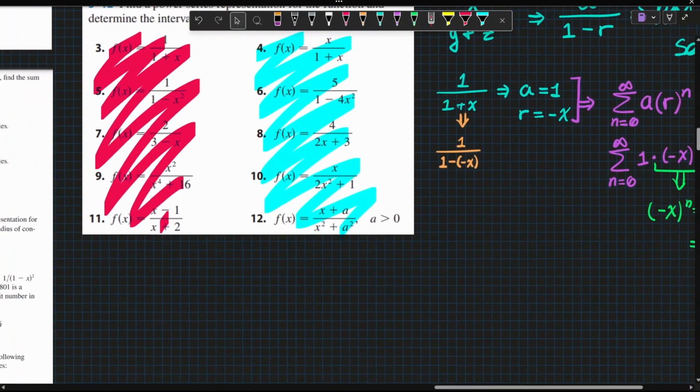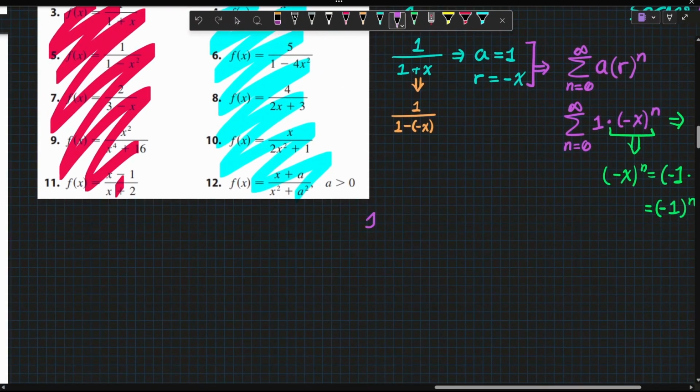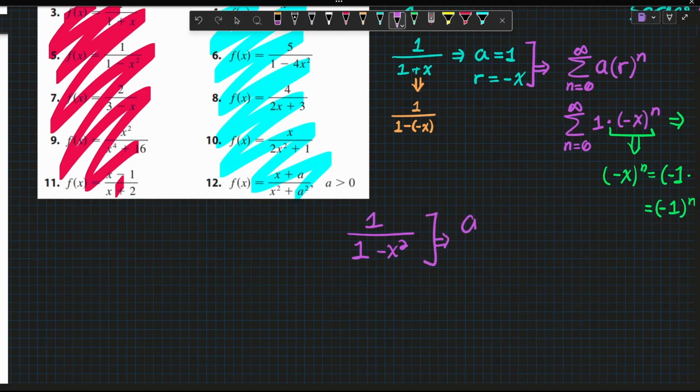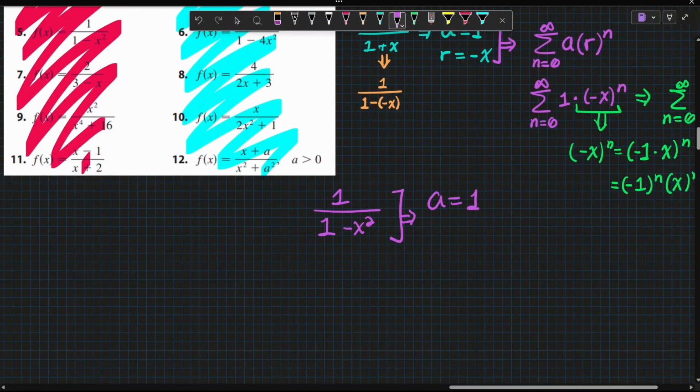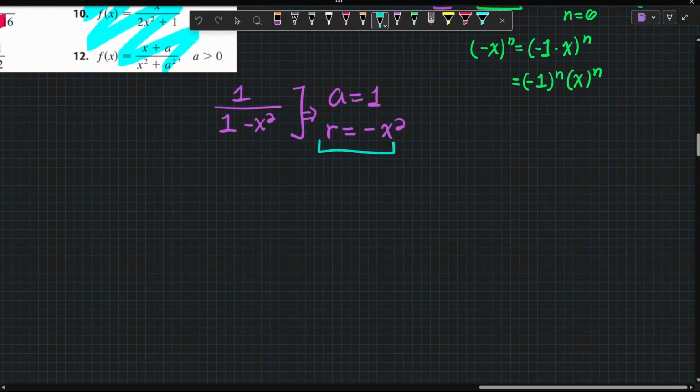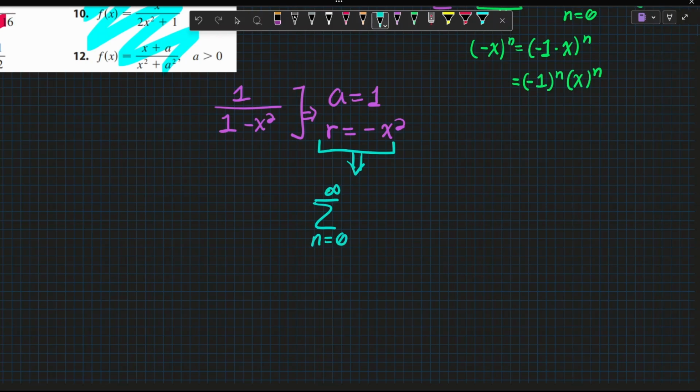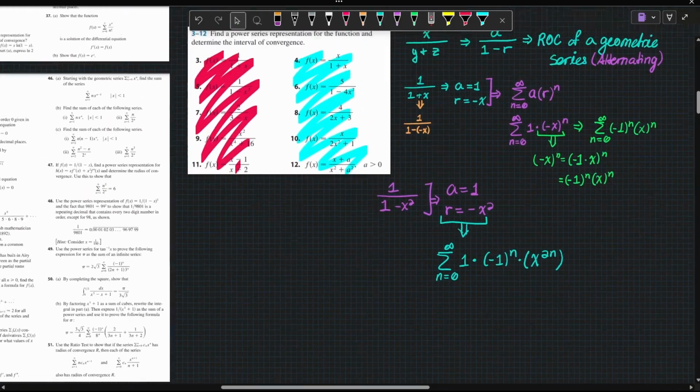All right, cool. Now let's look at this one. You have here 1 over 1 minus x squared. Again, we can recognize that a is equal to 1 and r is equal to negative x squared. Now working from this, we can make the series as an infinite sum from n equals 0 to infinity of 1 times negative 1 to the n times x to the 2n, right? Or that's the same thing as saying x to the 2 times n, or x squared to the power of n. Or you can end with that. That'll be the same thing.